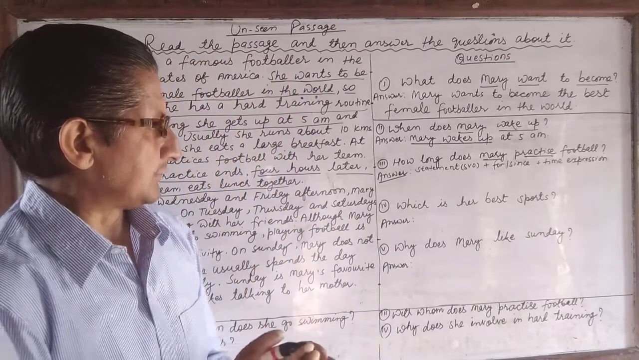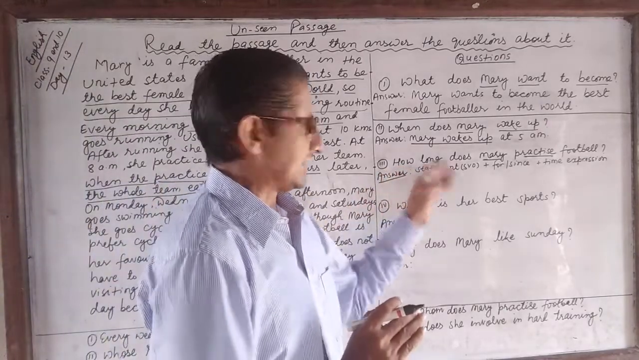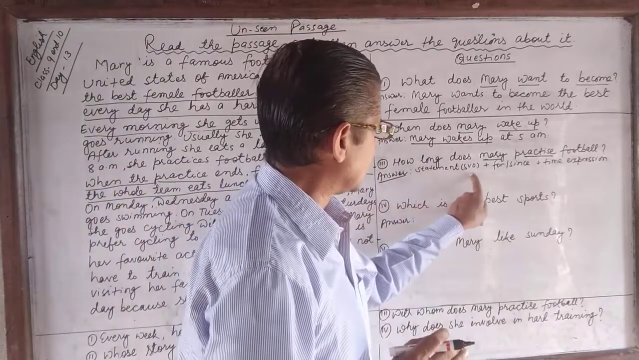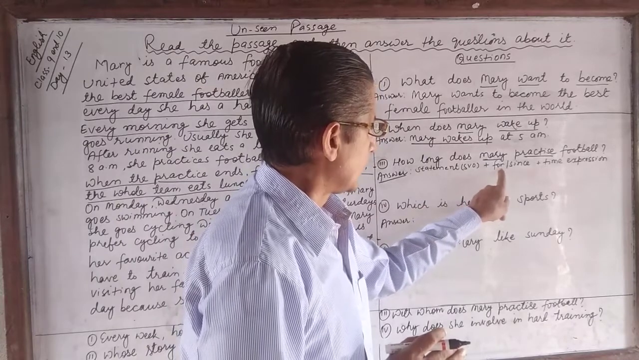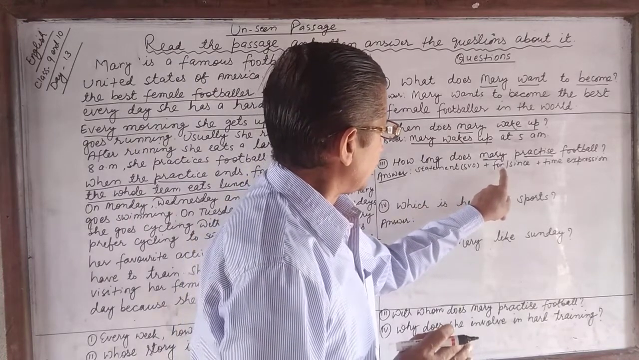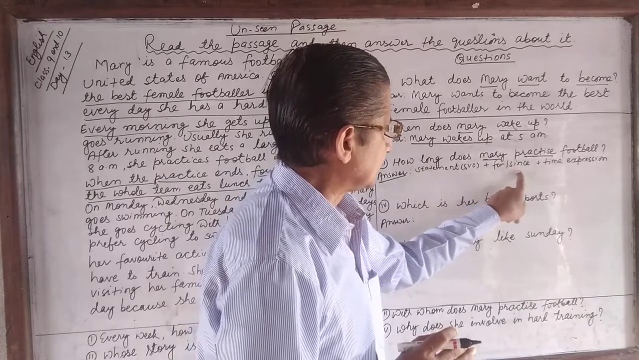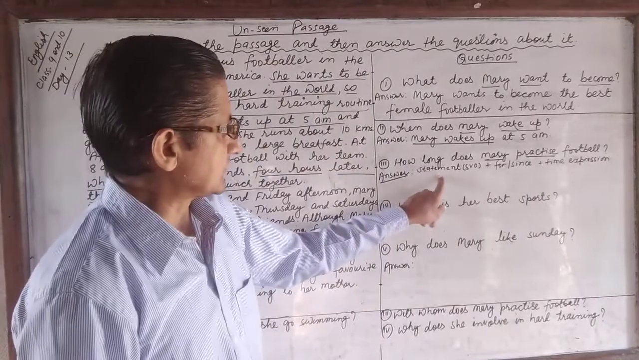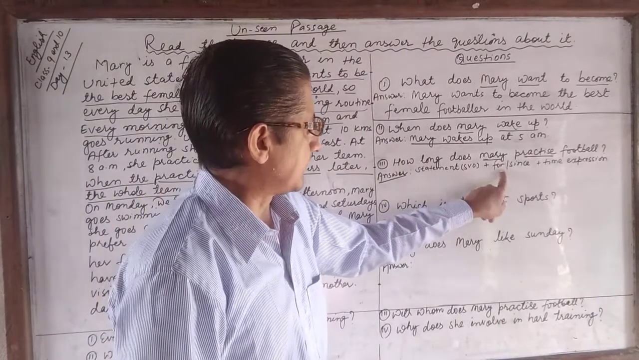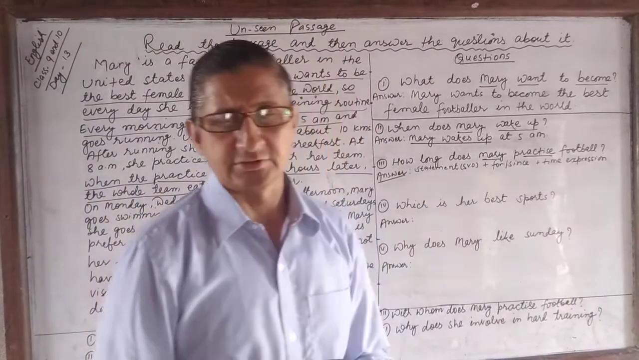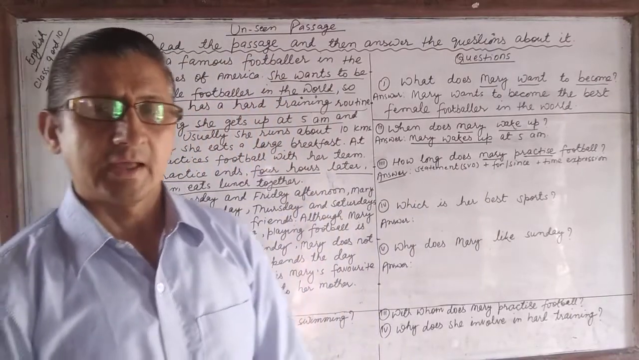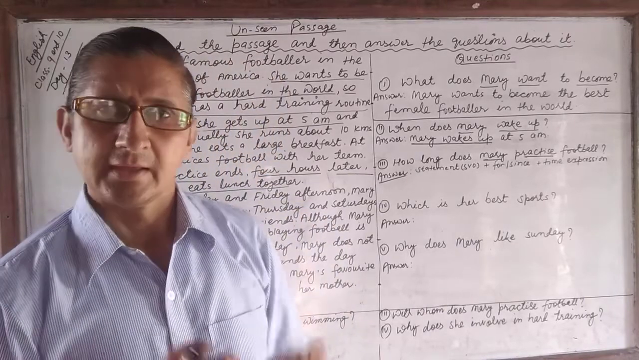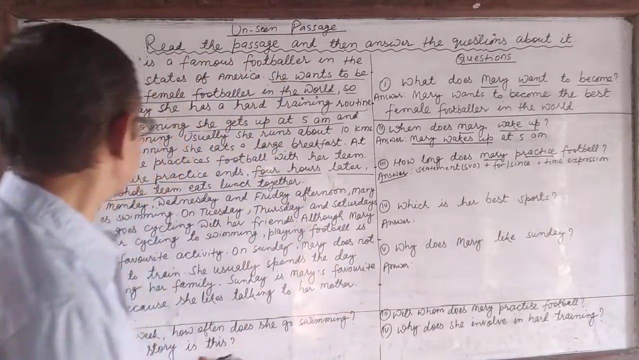And the answer structure of how long question is, first we write the statement. After writing the statement, we write for or since, and then a time expression. Statement plus for or since plus time expression. This is the structure of the answer of how long. Let's read the passage and locate the answer.